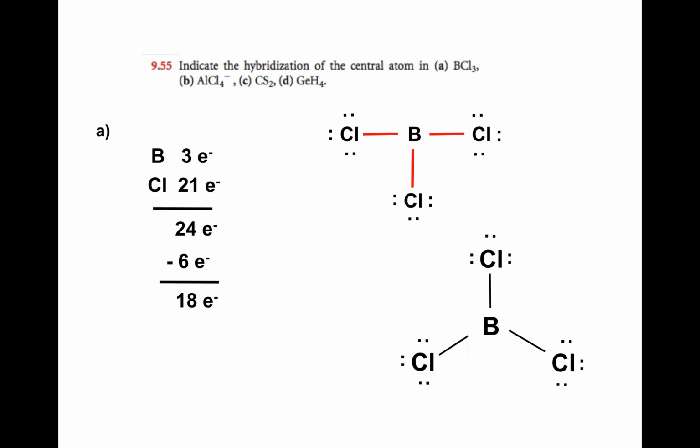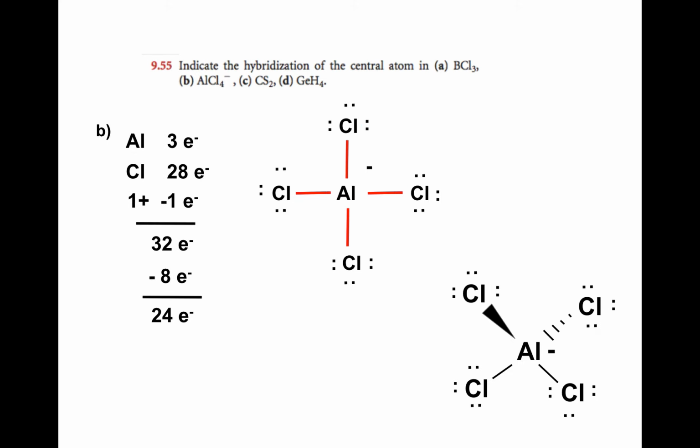All right. So with 55, indicate the hybridization of the central atom in boron trichloride, this anion, carbon disulfide, and germanium tetrahydride. So draw the Lewis dot structure, predict the geometry. If I have a 120-degree bond angle, like I do with planar trigonal, it is sp2 hybridization. That's how easy it is. You just predict the geometry, and from that you can predict what hybridization scheme you'd need to have that geometry.